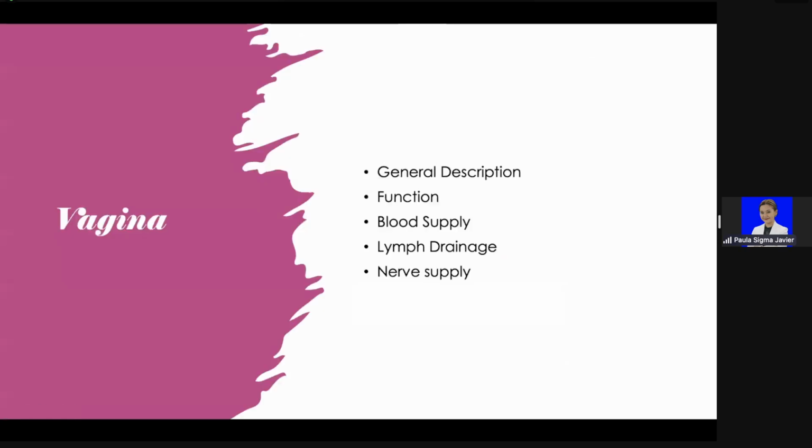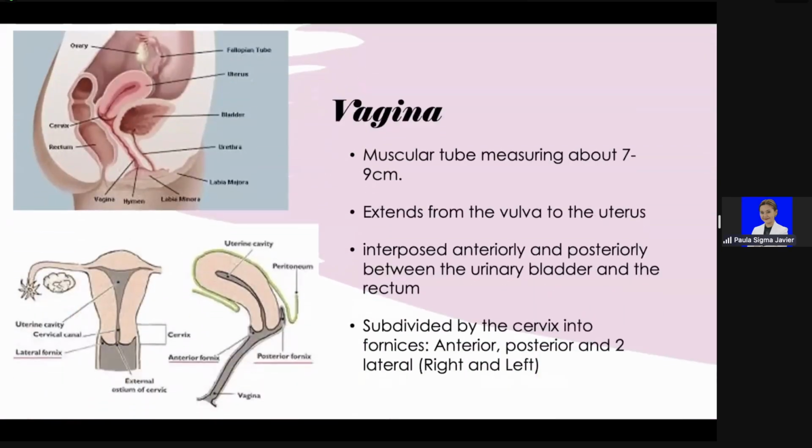So this is the last part, the vagina. So the vagina is a muscular tube measuring about 7 to 9 centimeters. It extends from the vulva to the uterus. So the vulva you will discuss in more detail when you discuss the female perineum. So it is interposed anteriorly and posteriorly between the urinary bladder and the rectum. So this is your bladder. This is anterior. Posteriorly, we have your rectum.